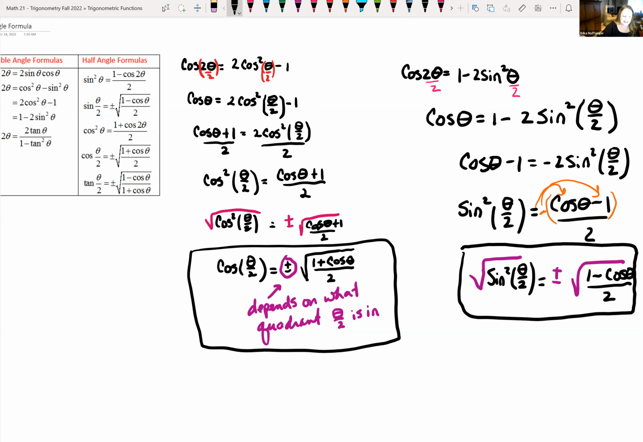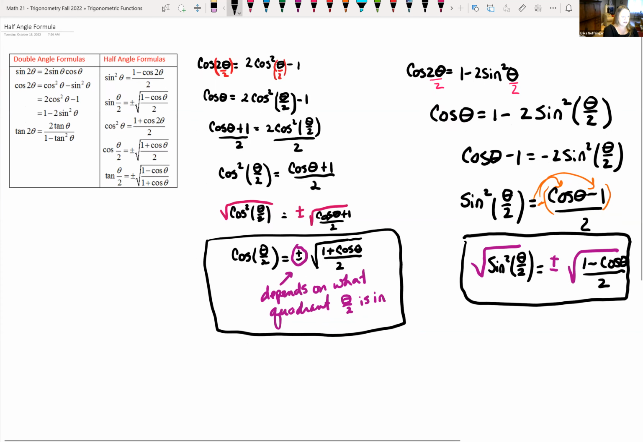They're almost identical. One is 1 plus cosine theta over 2, and one is 1 minus cosine theta over 2, both of them underneath the radical. Cosine has the plus, and sine of the half angle has the minus in between the 1 and the cosine theta. So let's look at using one of these.